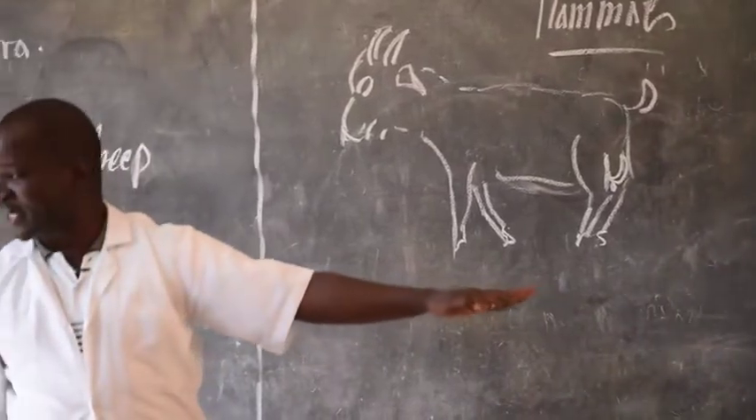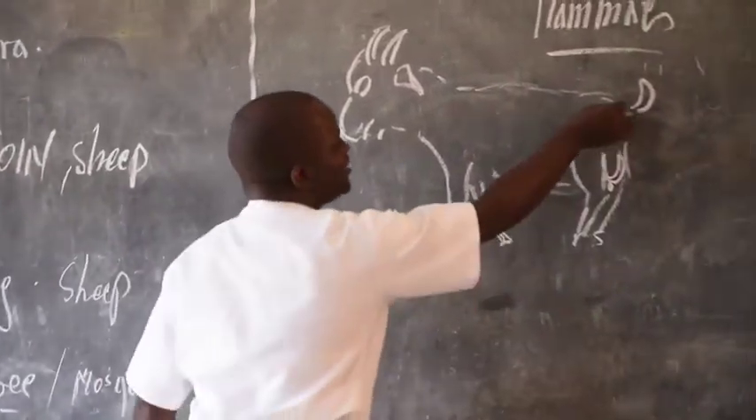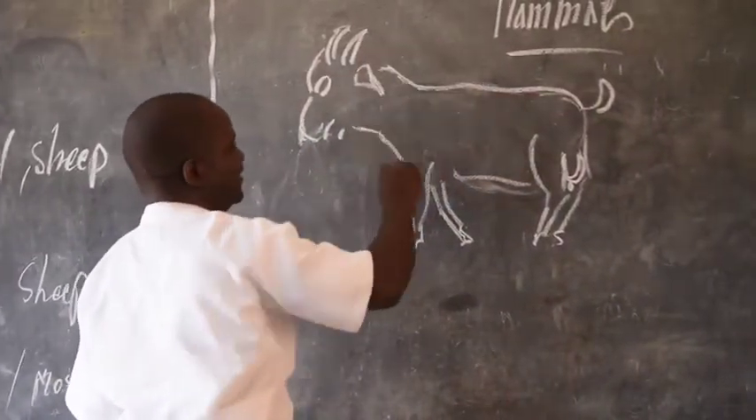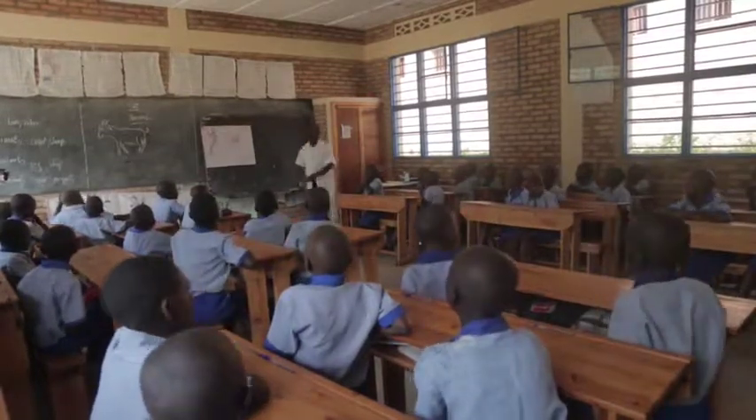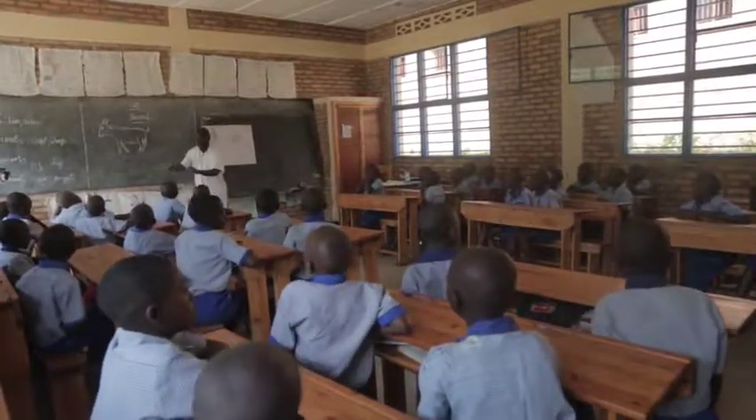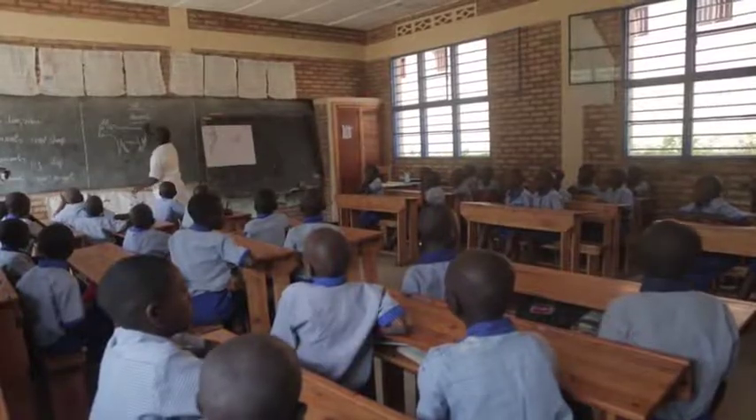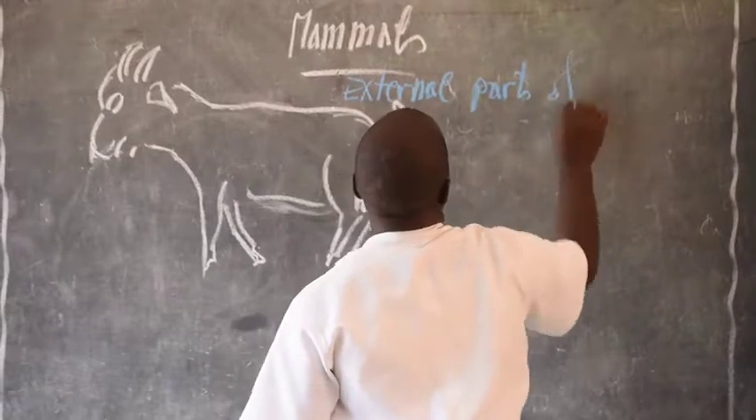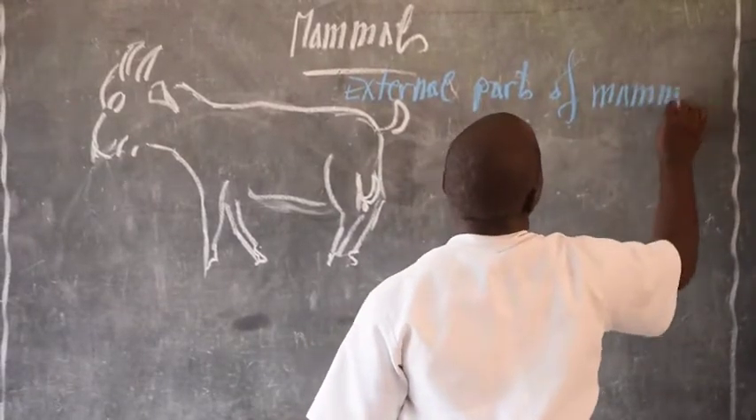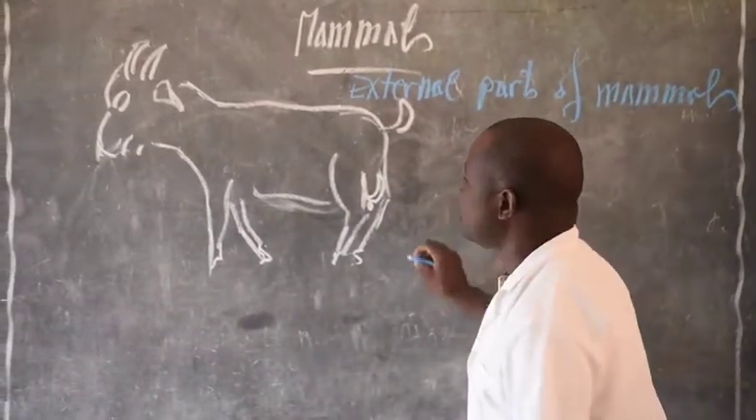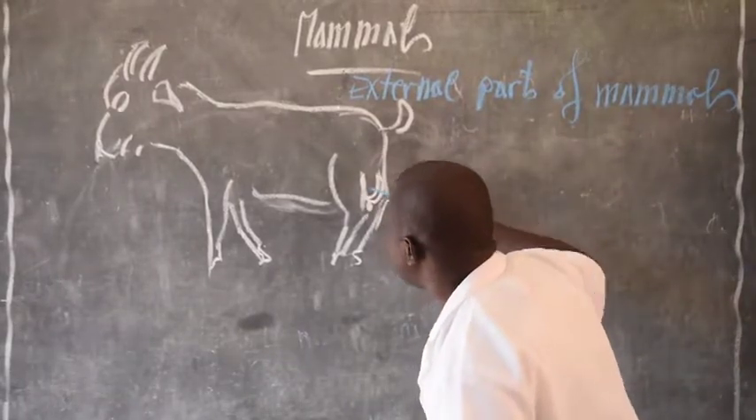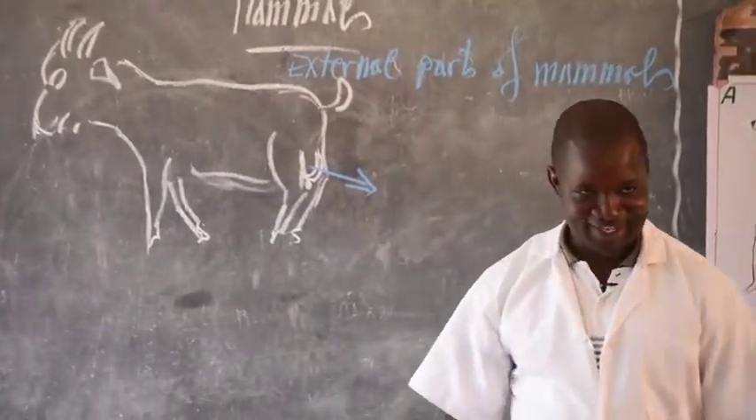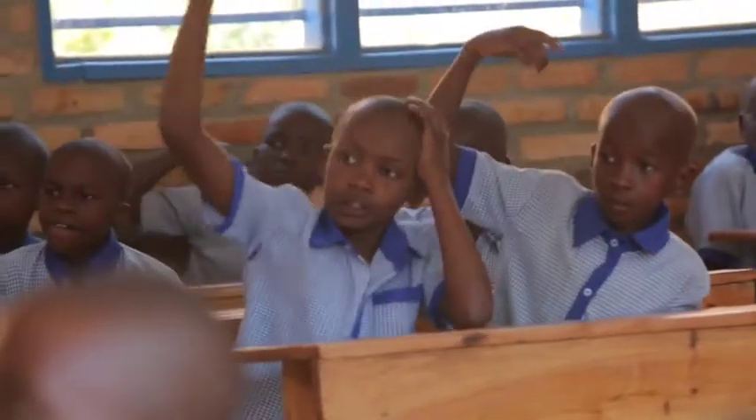This is a goat. Are we together? What is this? Repeat. We have just commented about the external part of mammals. How did we call this external part of mammal, of a goat? How did we call this external part?